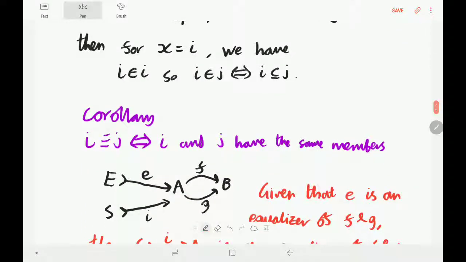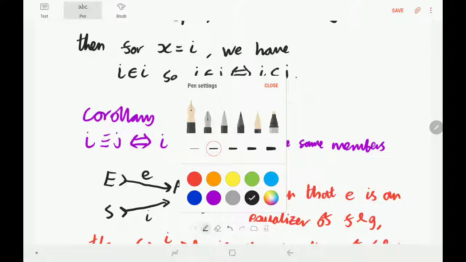A corollary of this is what it means for I to be equivalent to J, and it basically just means I and J have the same members, okay? So we have X is in I if and only if X is in J. So basically I is equivalent to J, in terms of set theory.